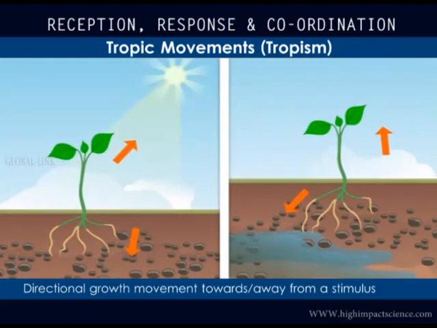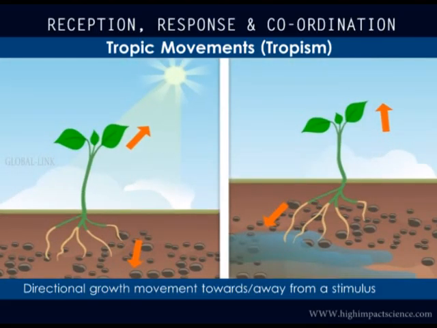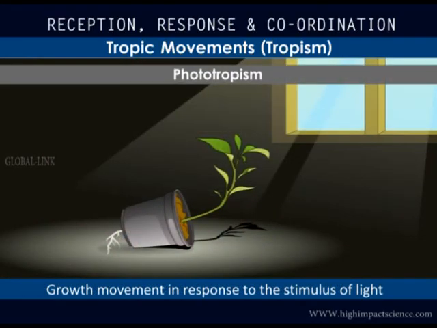Tropic movements towards a stimulus are termed positive, while tropic movements away from a stimulus are termed negative. Take for example this potted plant kept indoors. The stem has turned towards the window, that is, towards the direction of light. Movement in plants due to light is termed phototropism.